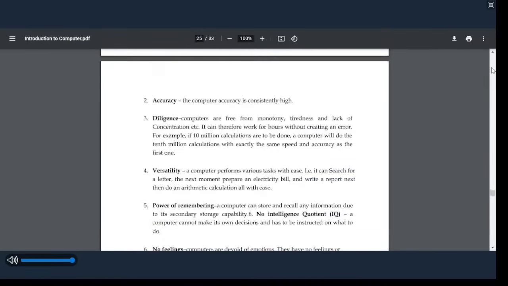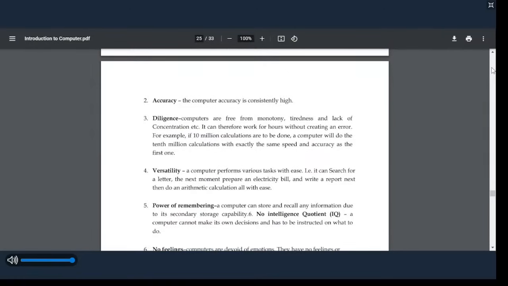Then we are talking about versatility. A computer performs various tasks with ease. It can search for a letter, the next moment prepare an electricity bill and write a report, and then do an arithmetic calculation, all with ease. So it is versatile. It has versatility as a property.